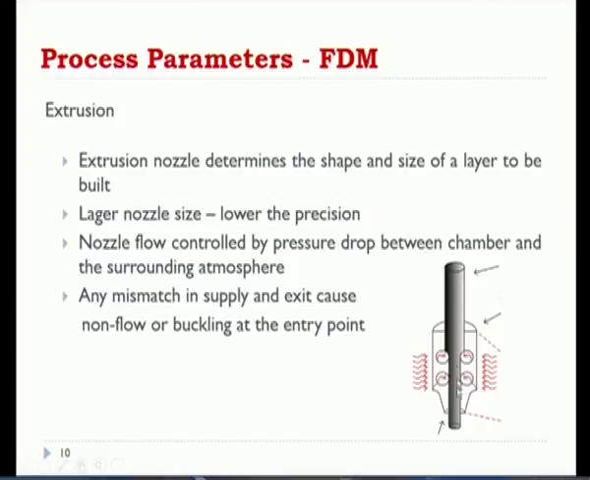So we need to have the supply and the exit with proper uniformity, so that we can attain a proper output based on the product development. There shouldn't be any mismatch at the entry level as well as at the exit level. So that is how the extrusion is going to take place. Here we can have a chamber wrapped with a heating coil that is going to melt the material. The rollers are going to give the desired shape of the particular output.